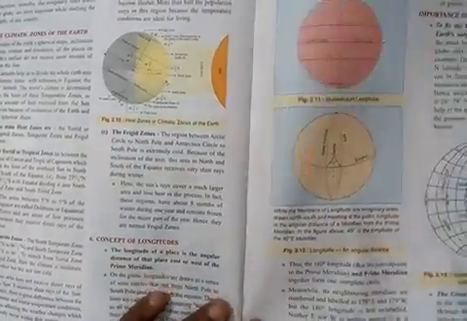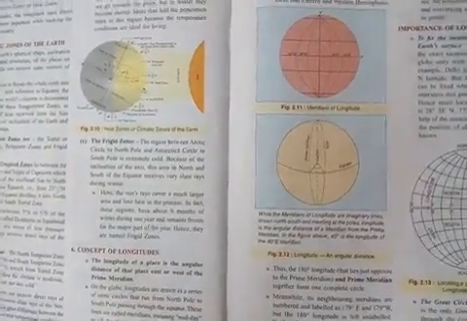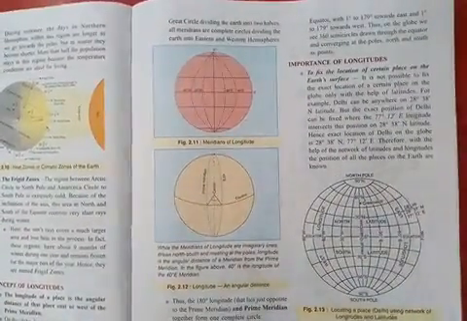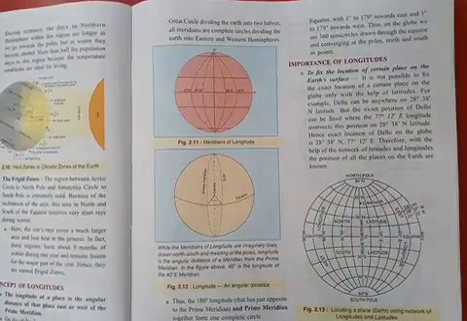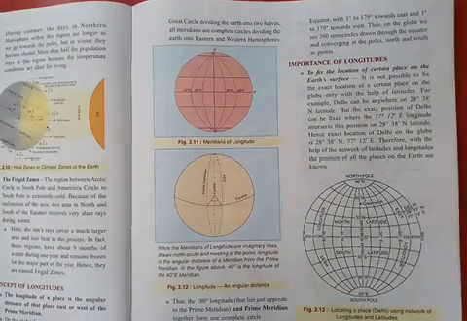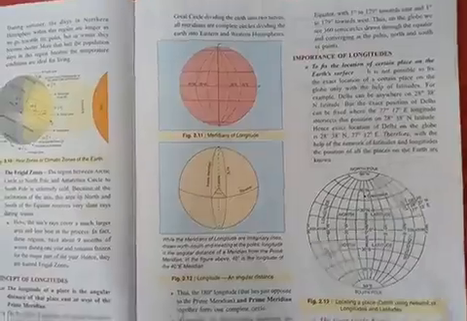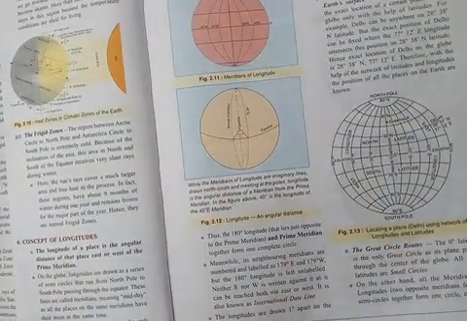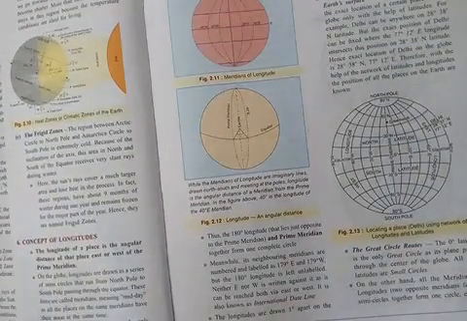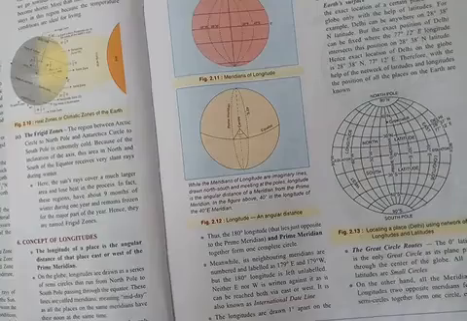Now next is the importance of longitude. I explained to you, first of all, that longitudes together with latitudes are used to fix places on the globe. Second, longitudes are also used to find the great circle routes.